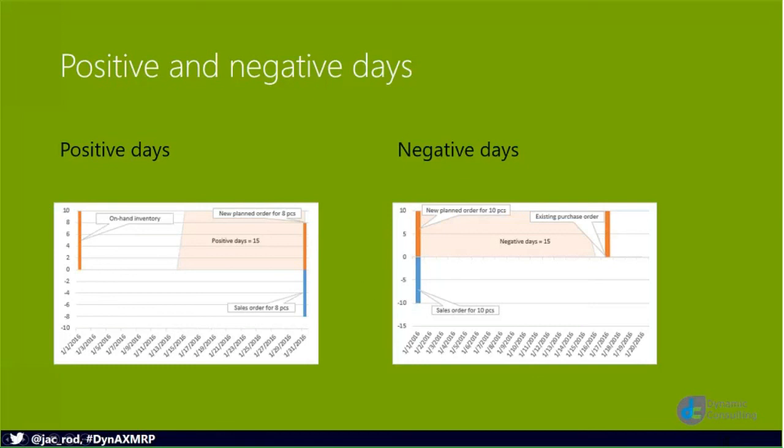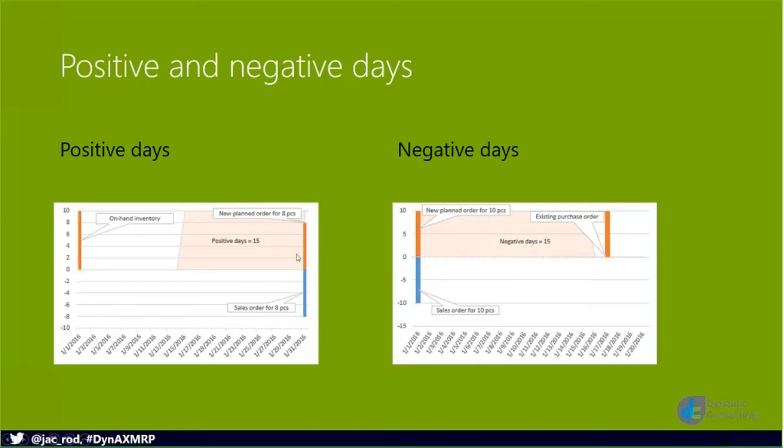Positive days is the other direction. So positive days is how far back does master planning look to find inventory that will satisfy the demand. So it's the other direction here from negative days. So again, in this case, if we have positive days at 15 set up and we have sales order demand on the 31st, AX will say, okay, from the 31st, I'm going to look back 15 days for receipts, not find anything, and generate a new planned order here for 8 pieces to be created on the 31st.